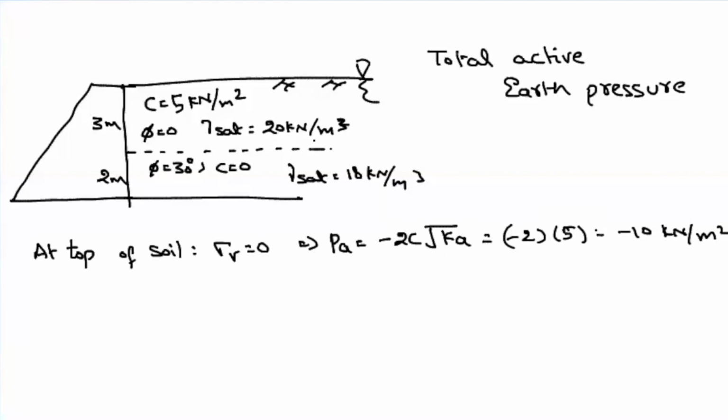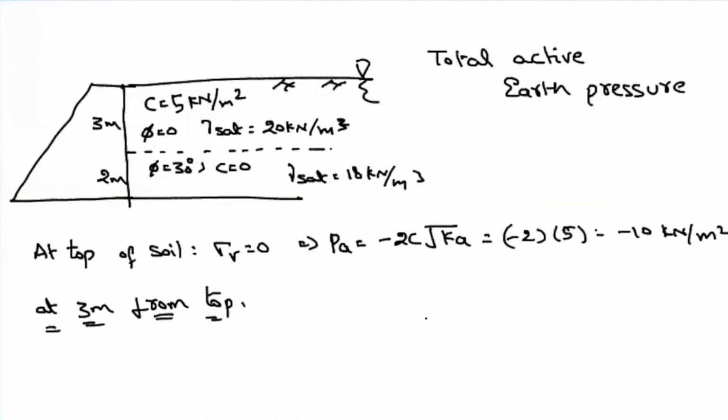If you see here at 3 meter, we are having two different types of soil, right? So at the 3 meter, we have to consider a point just above it and a point just below it. Let us consider it at 3 meter from top.